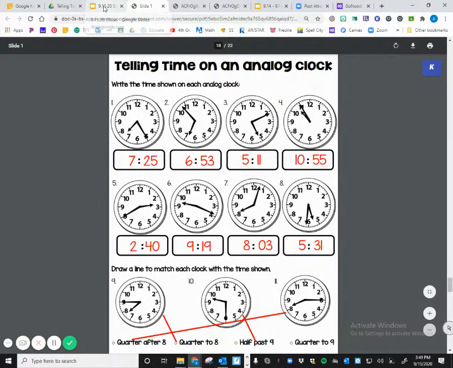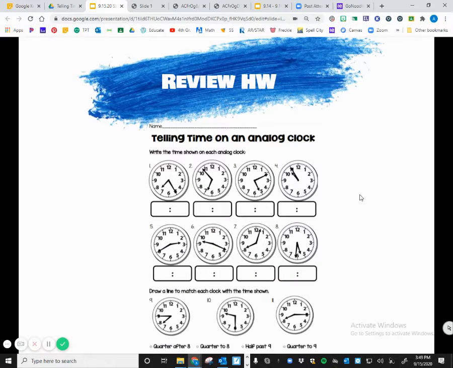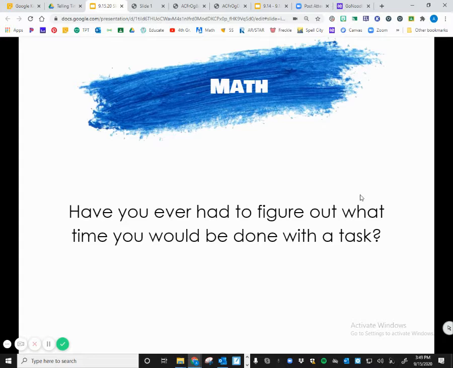So let's take a look at our slides for today. All right, we reviewed our homework. So I got a question for you. Have you ever had to figure out what time you would be done with a task? Like, I know I want to start baking cookies at 3:30. And I know it's going to take me about 2 hours. Let's say it takes 2 hours to make the cookies. I need to figure out what time I'll be done so I know when I can start my next thing. That's a skill that sometimes we use in life. So today we're going to learn how to do that.